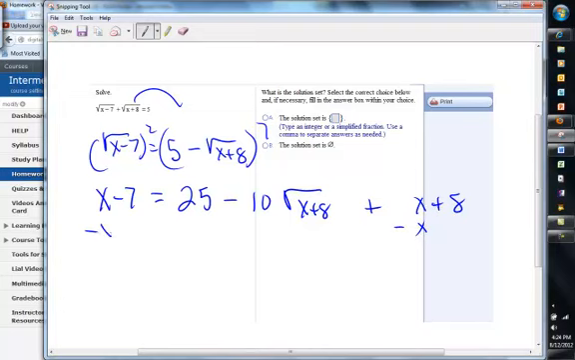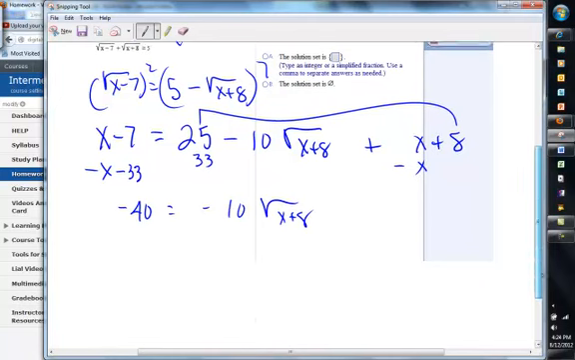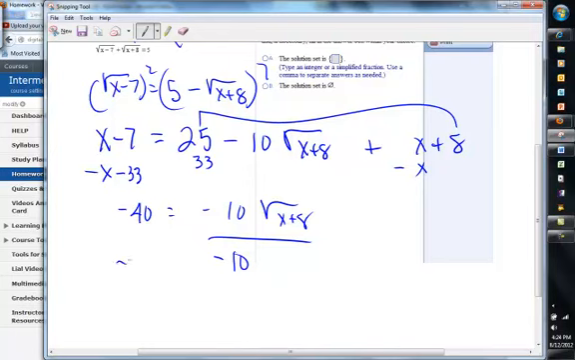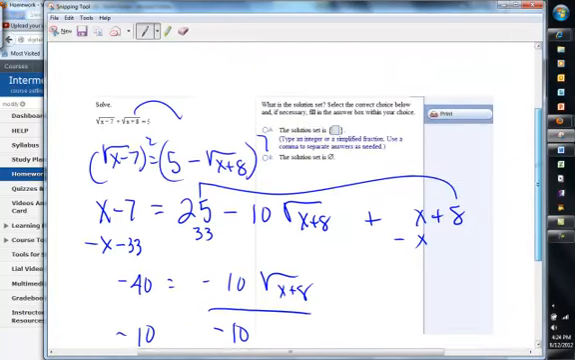Subtract x from both sides, and these two add up to 33. So subtract 33 from both sides, and you get negative 40 equals negative 10 square root x plus 8. Divide both sides by negative 10, and you get square root x plus 8 equals 4. Square both sides. 16 is x plus 8. Subtract 8 from each side, and you get x is 8.